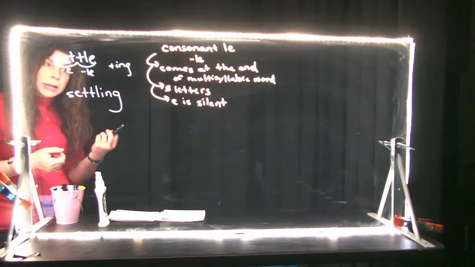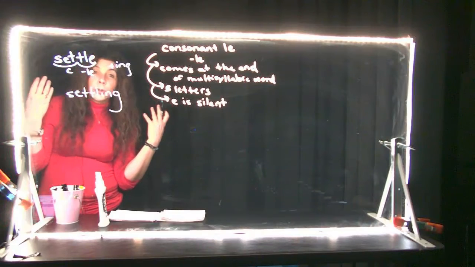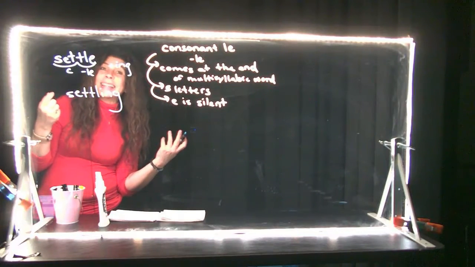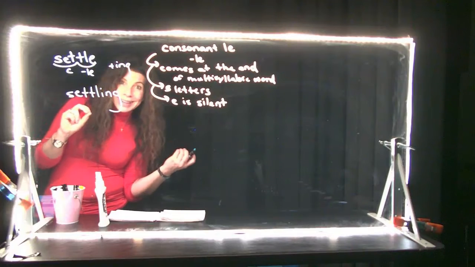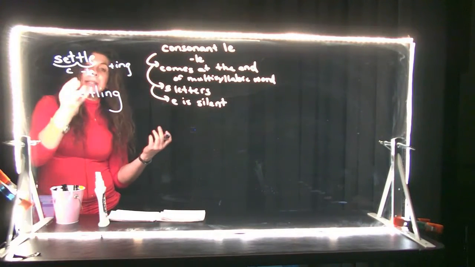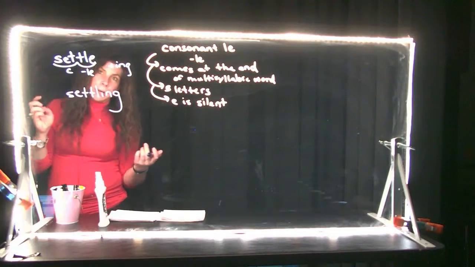I always tell my kids at school, in my class, write the base word first. If I give you a word to spell like settling, before you even write settling, I want you to think: settling, what's the base word? Settle. I'm adding a vowel suffix, so I have to drop the E.